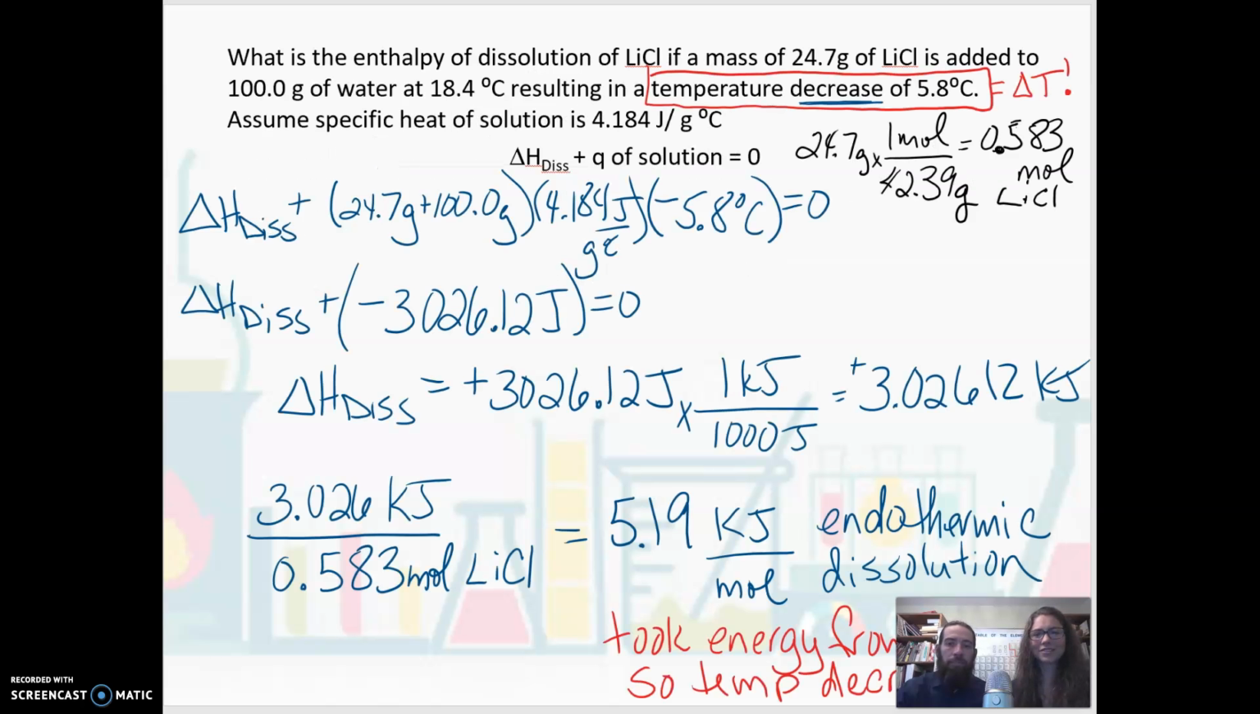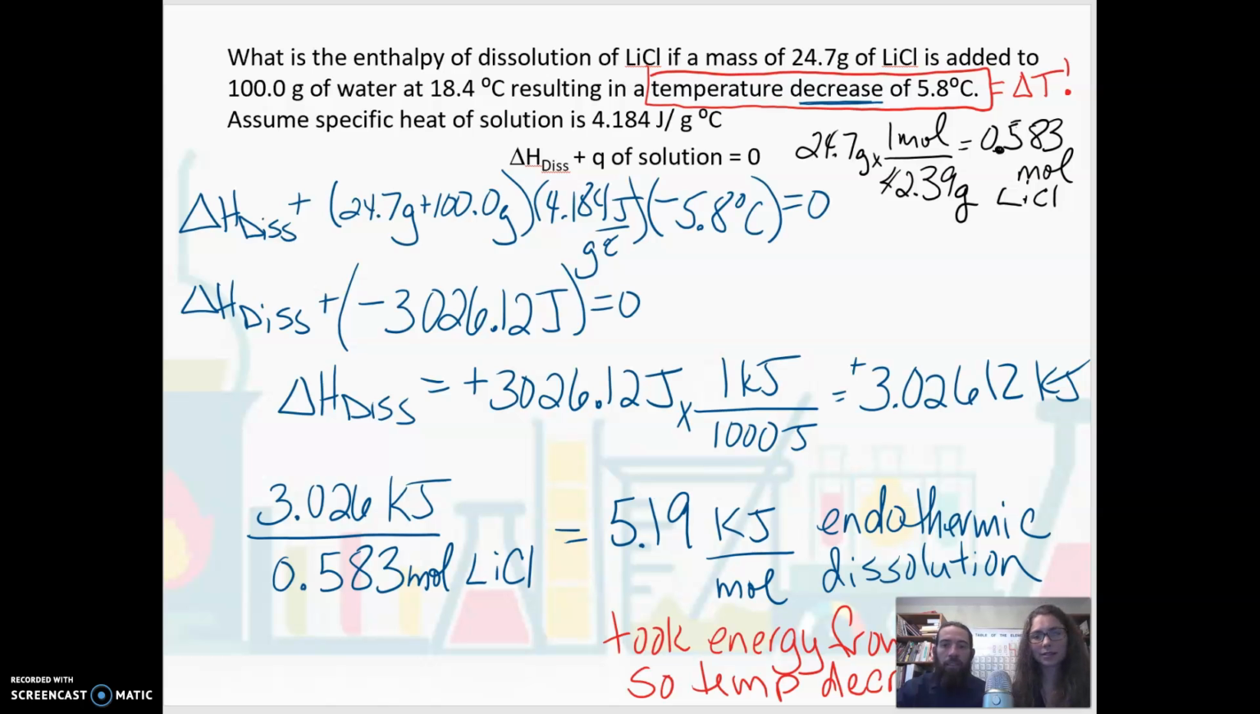All right. So here's your answer. And just wanted to point out here, the temperature decrease of 5.8. That is your delta T. We didn't give you initial and final. It said we started out with 18.4, but it decreased by this 5.8. So we don't have a final temperature. We have a delta T. And we know that it's negative because the temperature went down. So here's your negative here with the 5.8 went down.